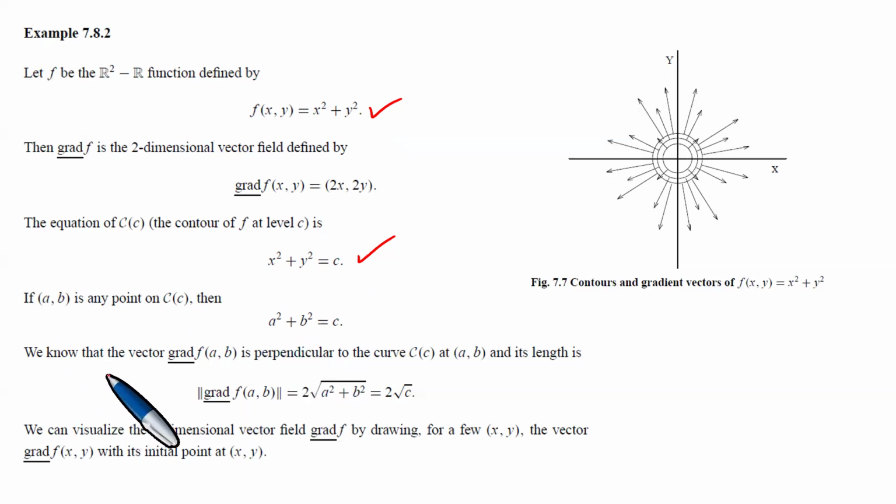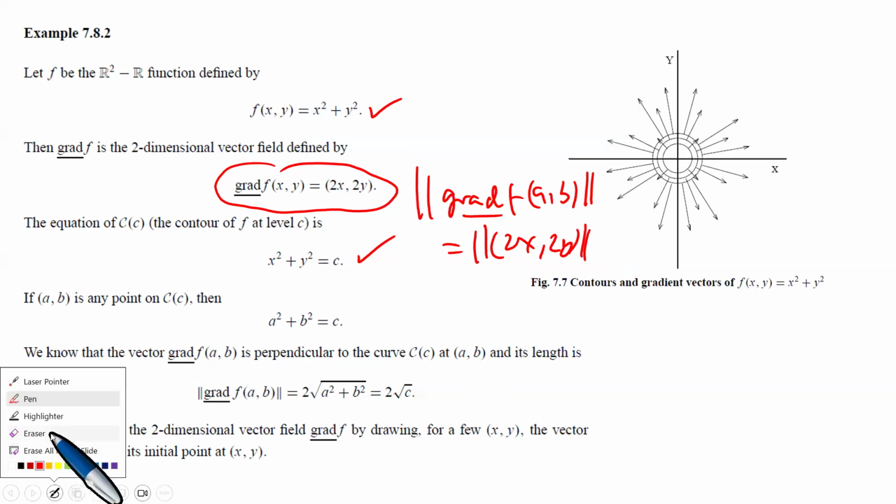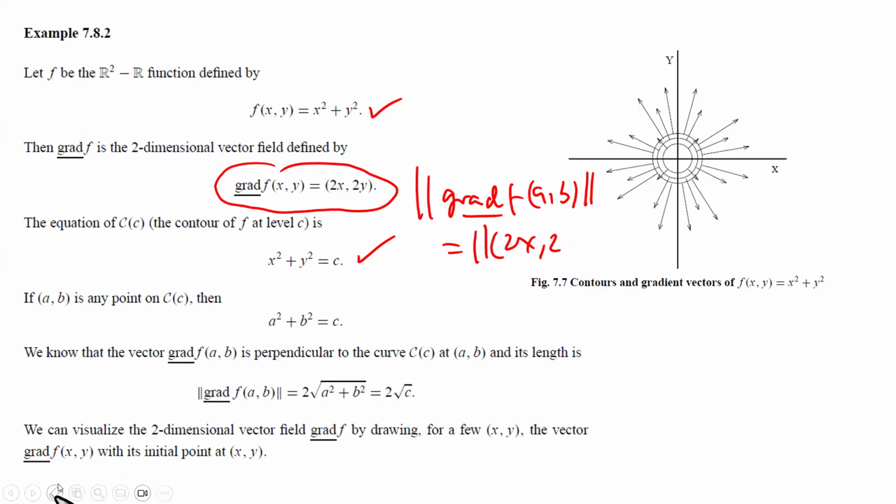We know that the gradient vector of f at (a, b) is perpendicular to the contour at (a, b), and the length of the gradient is given by exactly that. If we agree that the gradient is exactly this, then what is the length? If you replace x and y by a and b, then the length of the gradient of f at (a, b) is exactly the same as the length of (2x, 2y). What exactly is this length here? (2x, 2y).